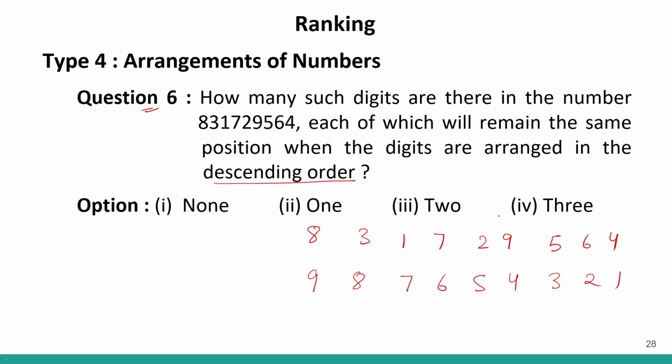This will be the arrangement in descending order. We have to find out how many such digits are there which will remain in the same position. So position changed, changed, changed. So there is not a single number which will retain the same position. So my answer will be option number 1, none. None of these numbers will retain the same position after rearrangement.